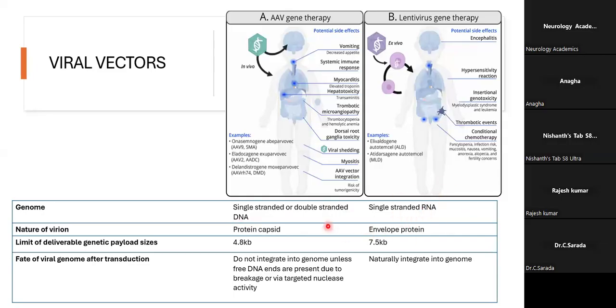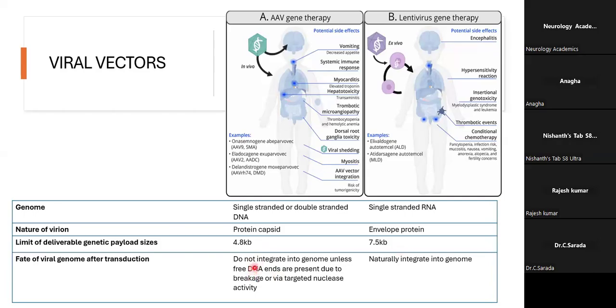And the nature of the virion: the entire virus is not transmitted to the cell, only the protein capsid of the virus that envelops the recombinant DNA or RNA that we are administering to the patient. In case of adeno-associated virus, it is the protein capsid, whereas in case of lentivirus, it is an envelope protein. The limit of deliverable genetic payload size is more for lentivirus gene therapy, which is around 7.5 kb, whereas in case of adeno-associated virus, it is 4.8 kb.